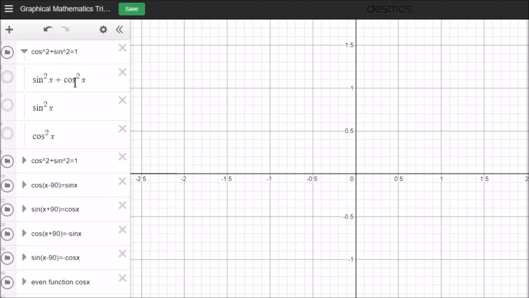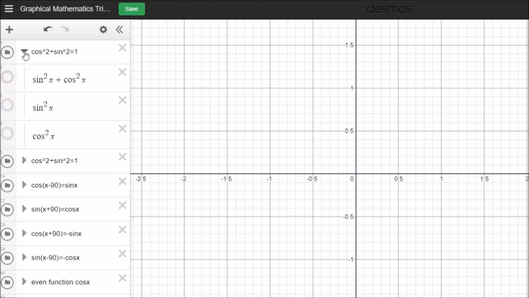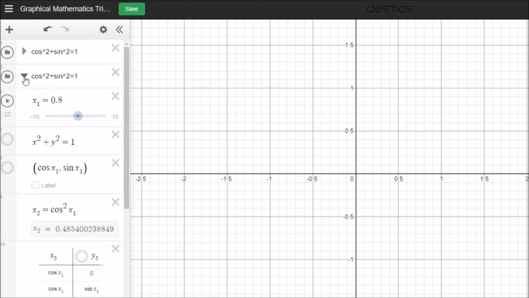You can see here I've got the graph of the sine squared, and this is the cos squared, and you can see that at each point when we add each of these up we're going to get a value of 1. Whenever you put in sine squared plus cos squared we indeed get this value of 1.